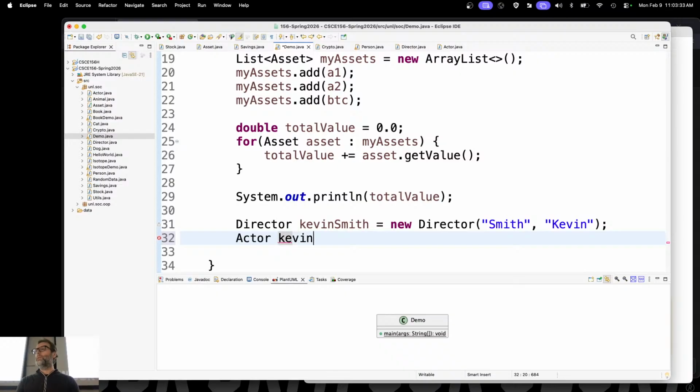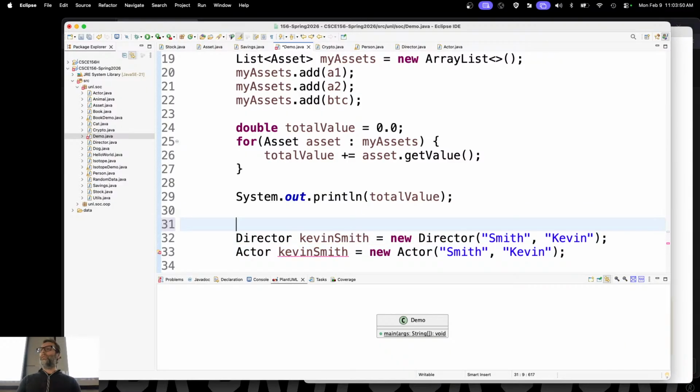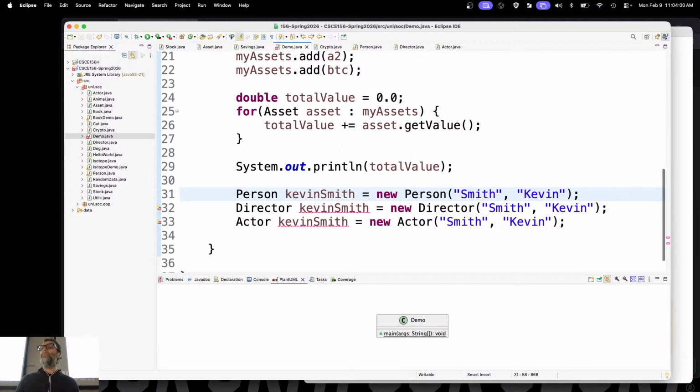Actor Kevin Smith is equal to new actor, and Smith, comma, Kevin. Now, in order to do this, I've had to create two instances of the same person. Whereas if I could have just said that they were a person, Person Kevin Smith is equal to new person, Smith, comma, Kevin. All right, can I make that person into a director?